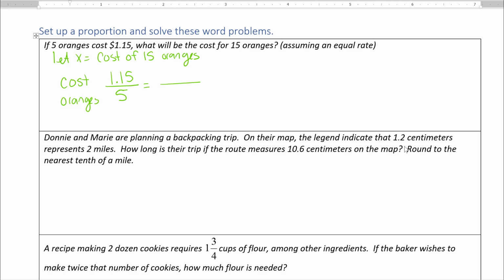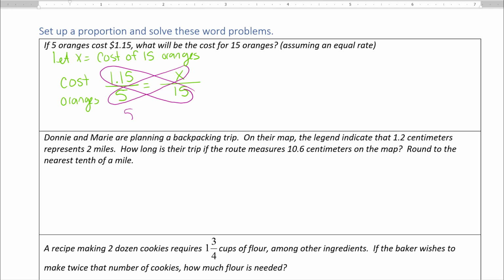Well, where should 15 go, on the top or the bottom? It belongs on the bottom because oranges is on the bottom, and that's what 15 is. What is the cost of these oranges? Well, we don't know, so we put x. That's where our x comes in. The cost is on the top, the oranges are on the bottom. Now I have a proportion I can cross multiply and solve.